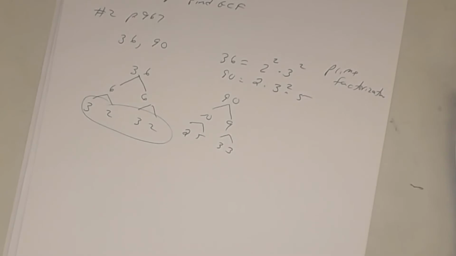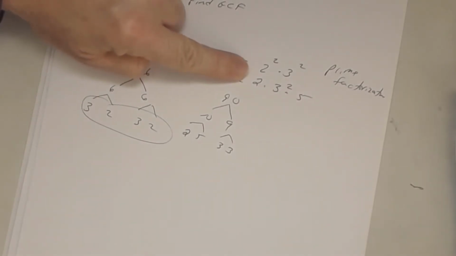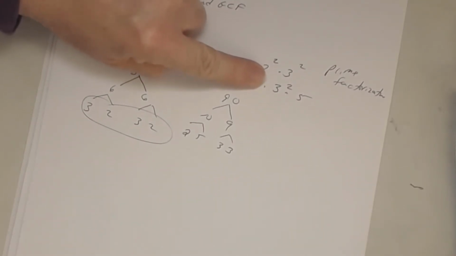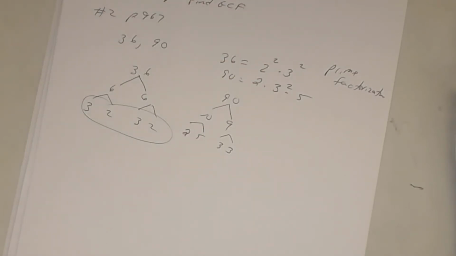Do you all agree? All right. Now, once I have the prime factorization, I want to know what it is that they have in common. Because remember, in the word GCF is the word common. So first of all, let's locate the prime numbers they have in common. They have a 2 in common. They have a 3 in common. Do they have 5 in common? No. So that 5 will not be part of my GCF.